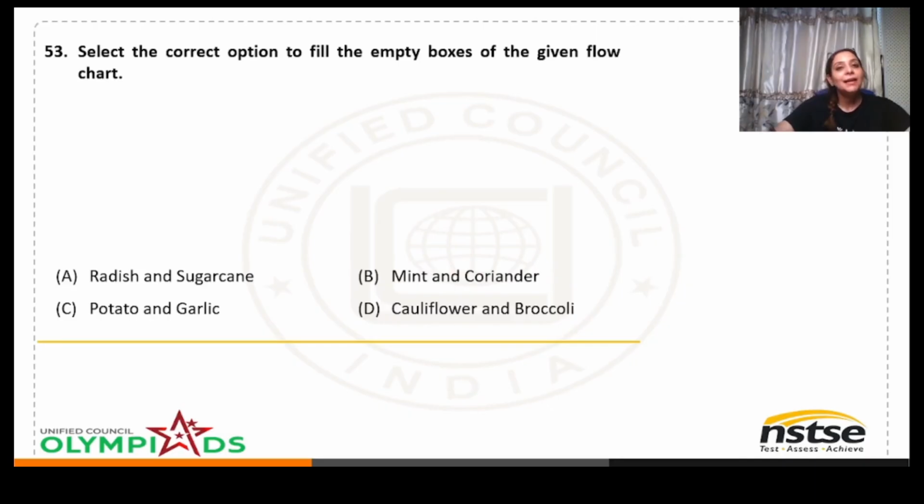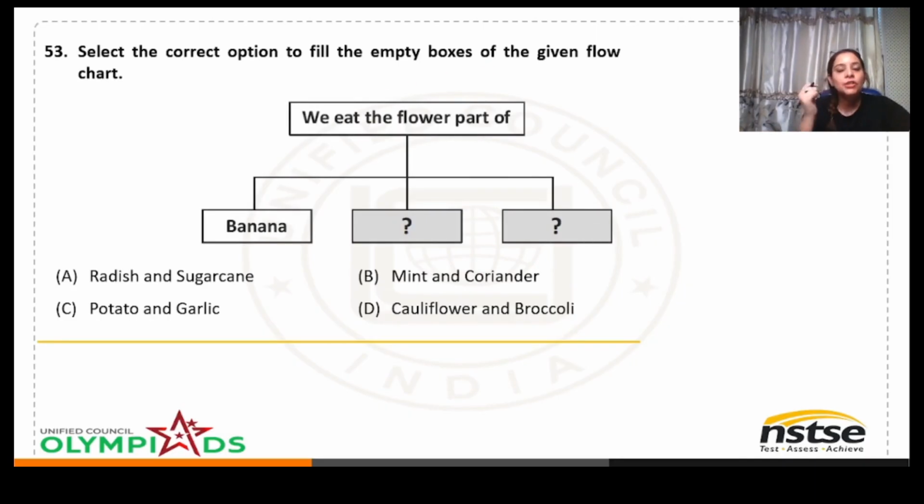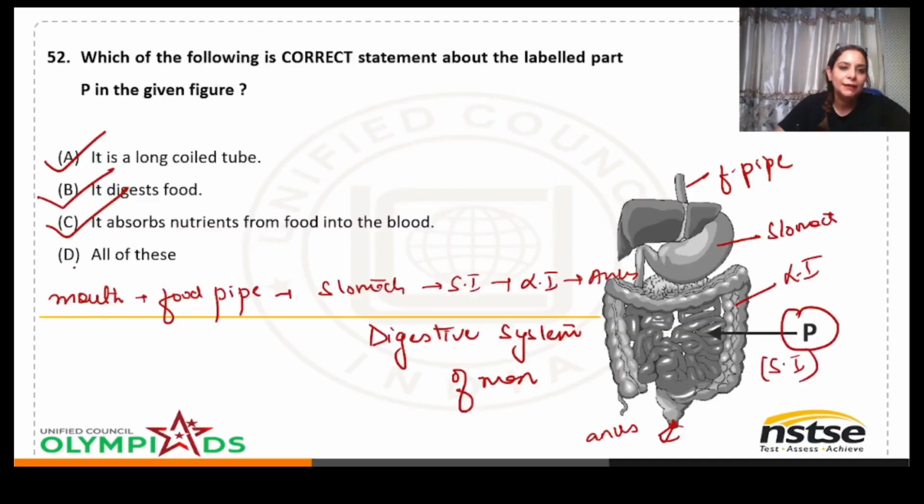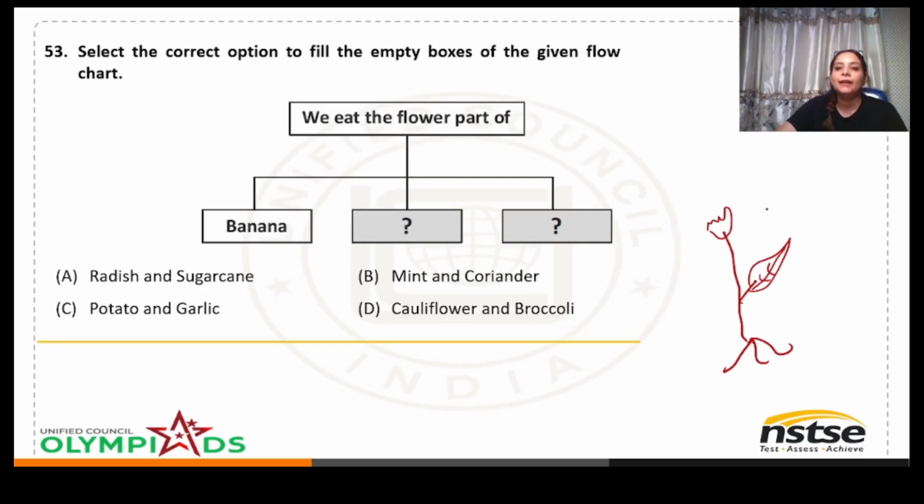Next question. Select the correct option to fill the empty boxes of the given flow chart. So the flow chart represents we eat the flower part of, and you have banana, and we need to select the other two. See, we know that a plant has different parts: root, stem, then you have leaves, right? And also you have the flower, which gives rise to fruit, and fruit encloses seed. We know that. Now we eat different parts of plants, like carrot and radish, they are roots, potato is a stem, broccoli is a leaf, right? A flower, and a leaf, like you have mint.